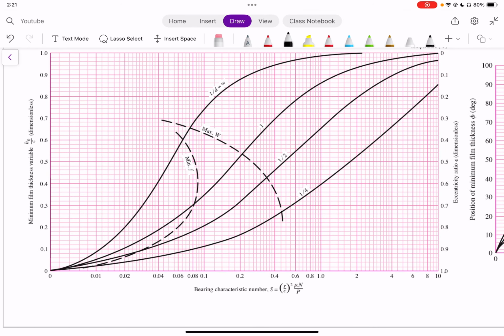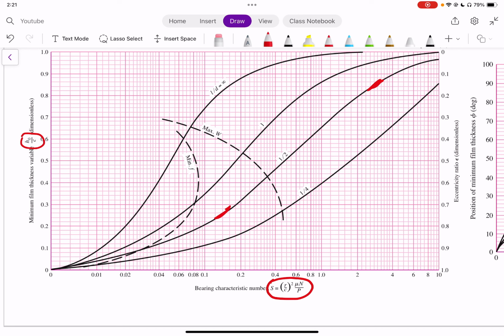In order to find H0, we need to find C, because we have H0 over C. And we also need to find our Sommerfeld number. If we can find our Sommerfeld number, we can then go to the chart, and let's say our Sommerfeld number is 0.2, we could go up, find this, and then go across and find the value of H0 over C. Okay, just an example. So let's erase that and let's get started with trying to find that. So first, finding C and also finding the Sommerfeld number.